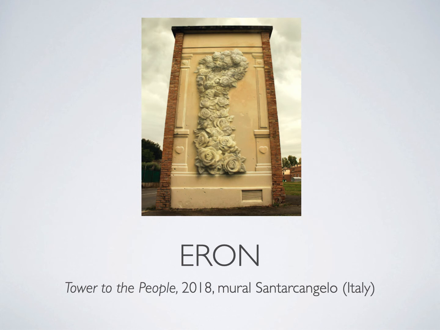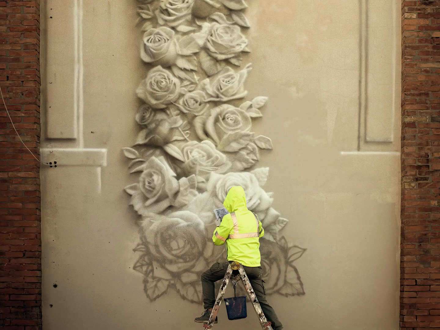This is an example of a mural. So this is in Italy, and this is Tower to the People. What I found interesting about this artist is this is all spray paint, right? A lot of this is faux. So if you look at the brick, you look at the wall, it has some Greek or Romanesque towers on the left and right, framing that fist of flowers. So that giant fist of roses, right?